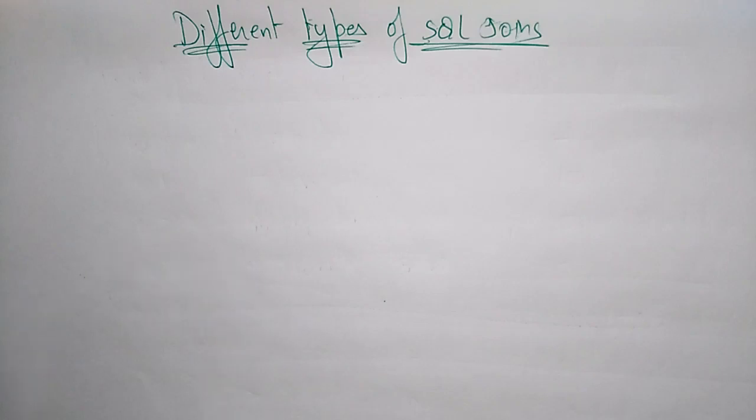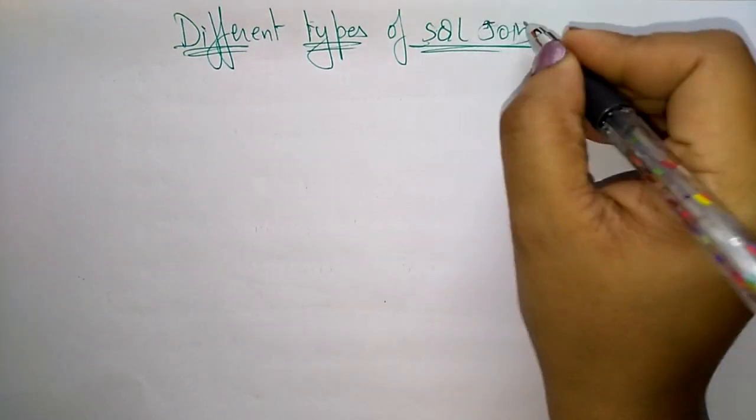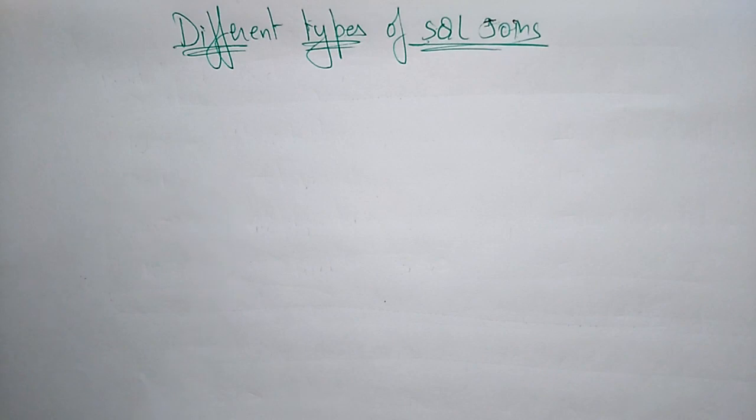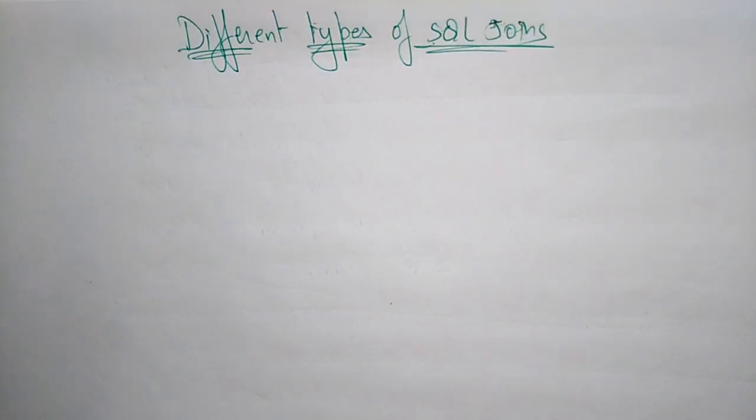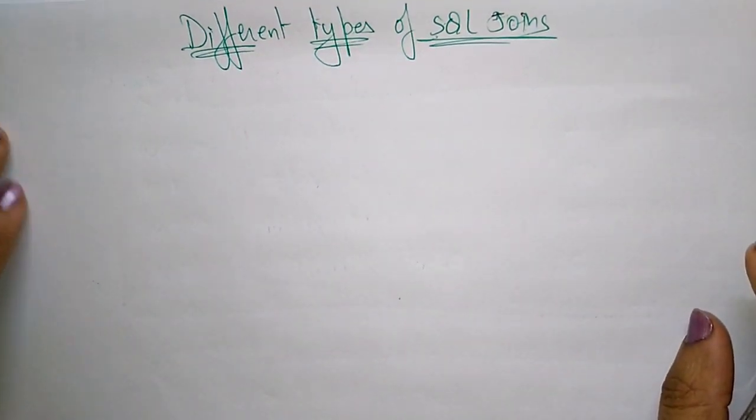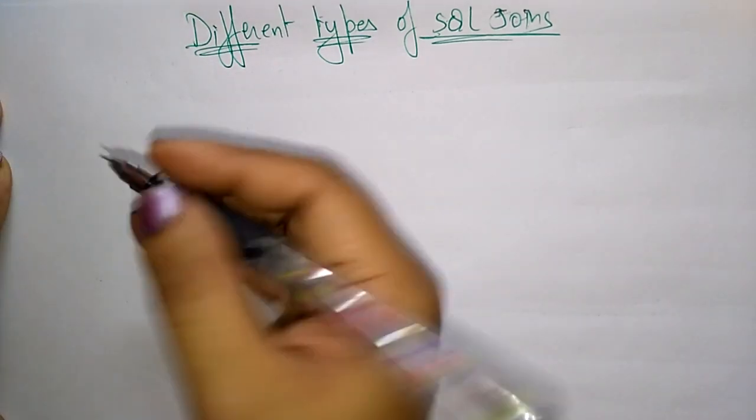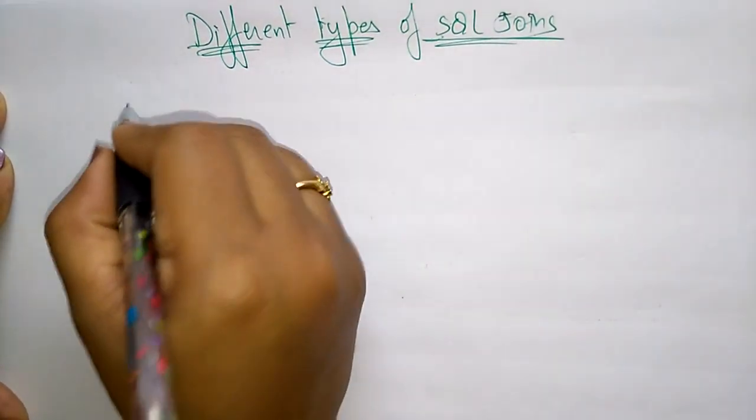Hi students, let us continue with the joins, SQL joins. In the previous videos I explained about the SQL inner join and the outer join. Now let us see different types of SQL joins. So that is, I said, inner join.